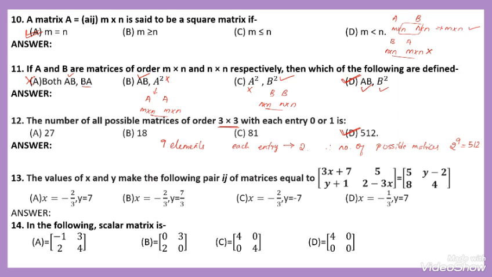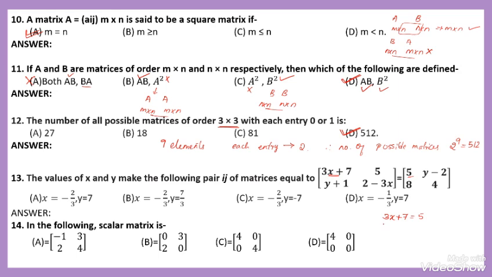Next, find the values of x and y that make the following pair of matrices equal. Here, what are the values? When two matrices are equal, then the first element of the first matrix and the first element of the RHS matrix are equal. Here we want x and y values. I will take only the first equation, that is 3x plus 7 is equals to 5.